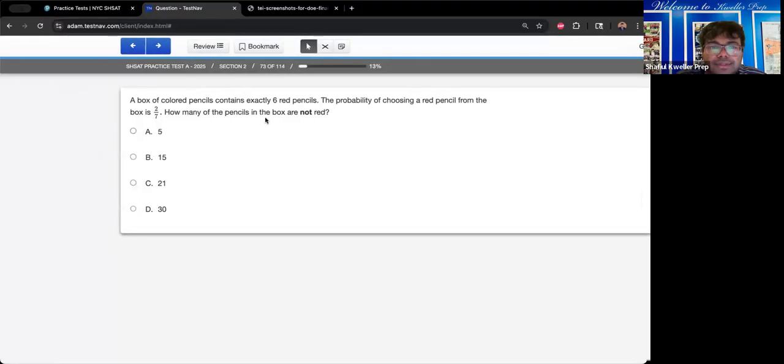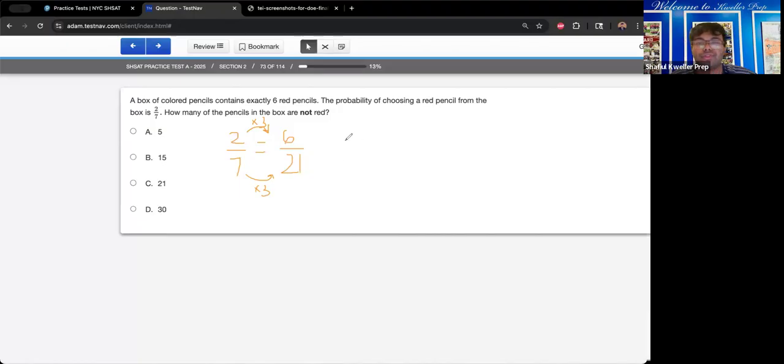A box of colored pencils has 6 red pencils. The probability of choosing a red pencil is 2 over 7. How many pencils in the box are not red? So if it's 2 over 7 that has 6 red pencils, you just set it equal to this because 2 represents the probability of choosing a red pencil. So we multiply 3 to get 6. So we multiply 3 to get 21. And 21 represents the total pencils in the box.